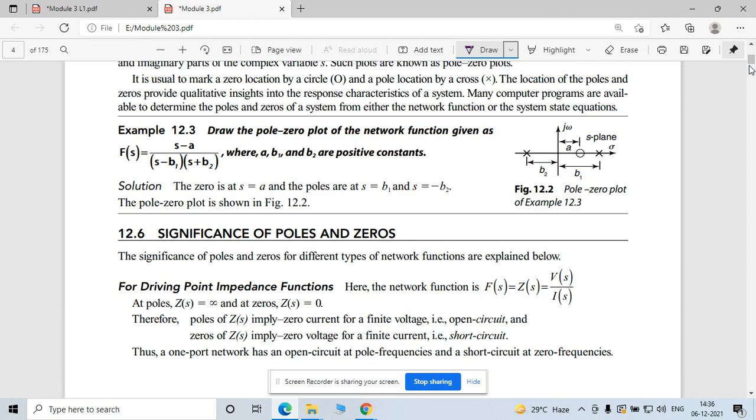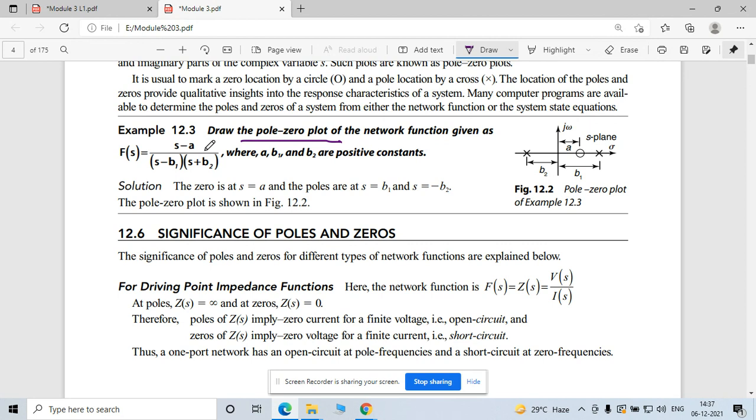Now see, one example is given here. Here you need to draw the pole-zero plot for the network function. Now this is your transfer function. What are the poles? S is equal to B1 and S is equal to minus B2. Simple. Equate your denominator with 0. First of all, observe that your transfer function is in standard form: S minus A, S minus B1, and S plus B2, and the coefficient of S is 1. So you can easily tell the poles and zeros for this function.